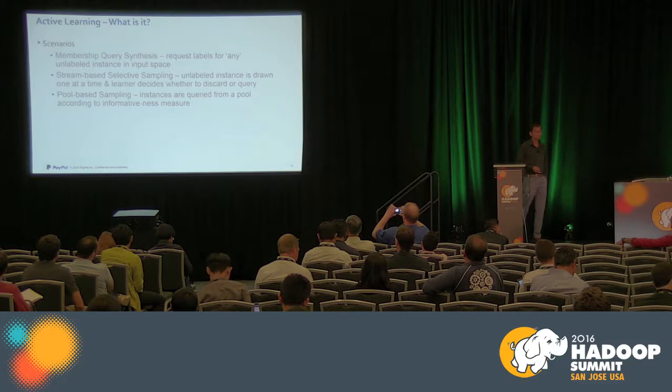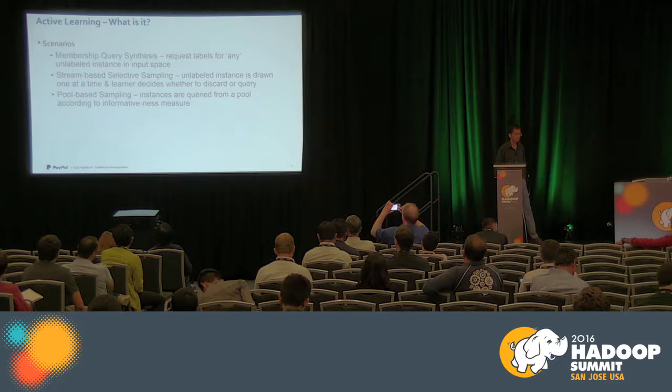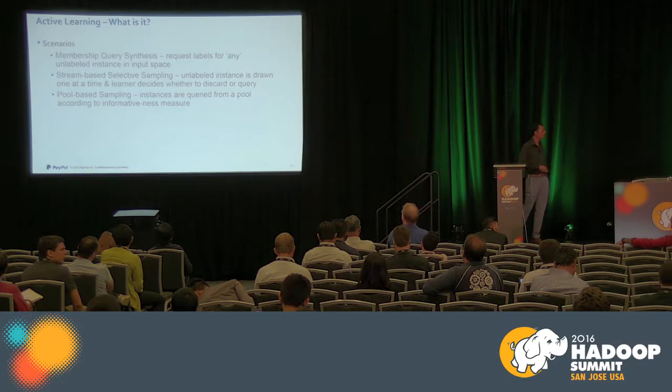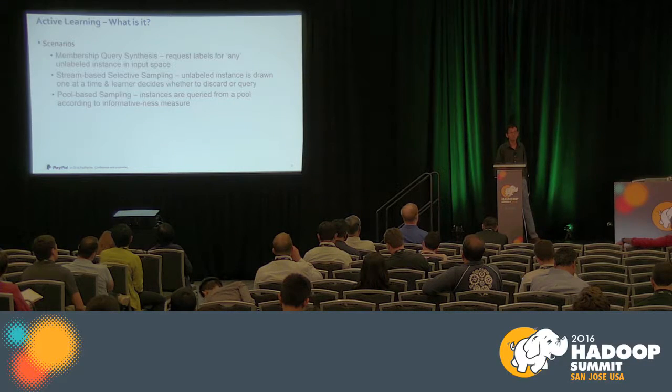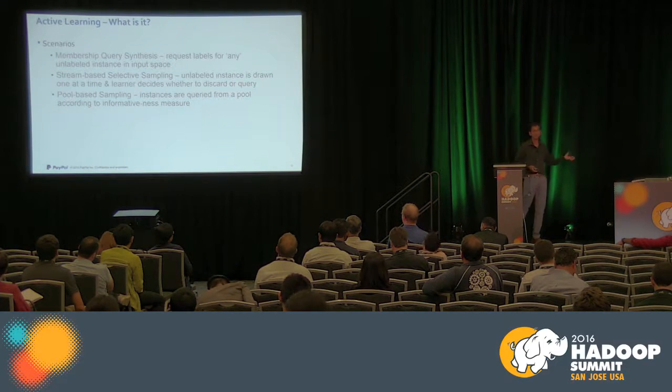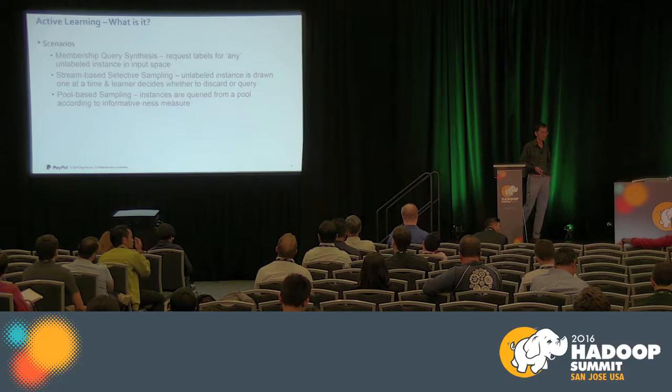There are three types of problem scenarios where active learning is applied. There is a very nice survey by Burr Settles. I had the reference before, so you can look up Burr Settles. He has done extensive research on active learning. The three main problem scenarios are, first, membership query synthesis, where you request labels. You have a space of unlabeled data, and membership query synthesis requests labels for any of the data without any criteria in mind.